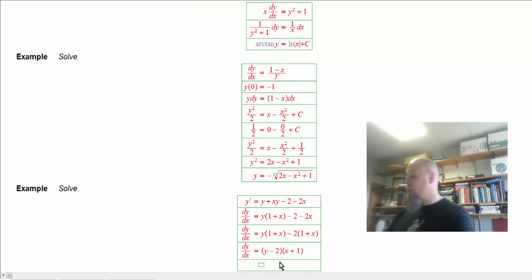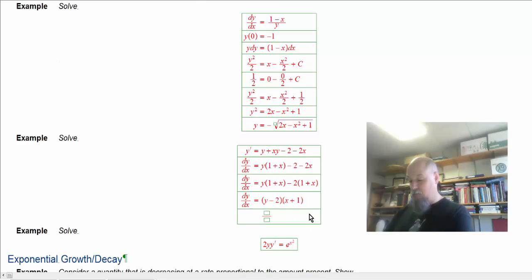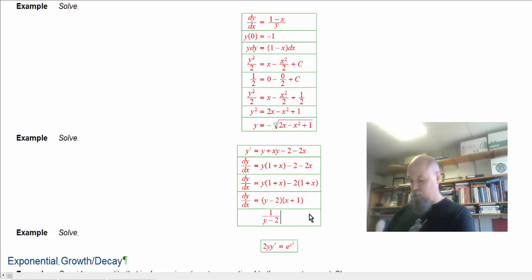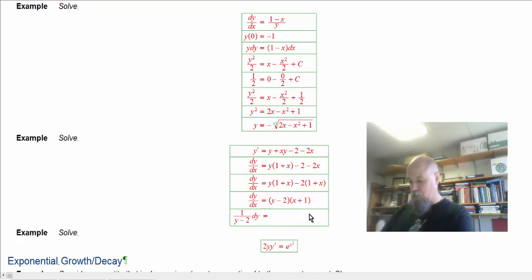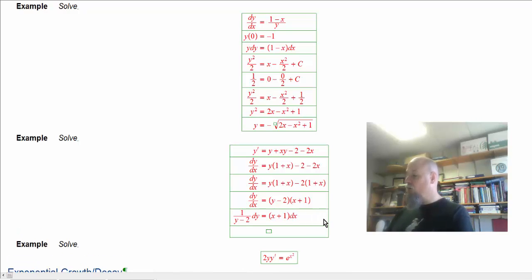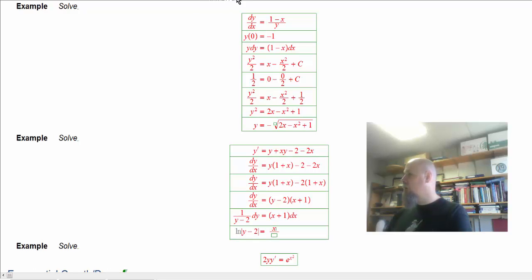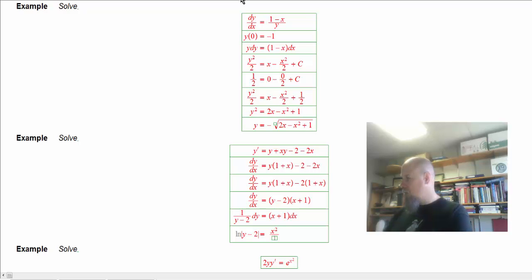I can multiply up my dx, divide out the (y minus 2) bracket, and now I'm set. Integrate both sides. The absolute value of y minus 2 equals x squared over 2 plus x plus a constant.